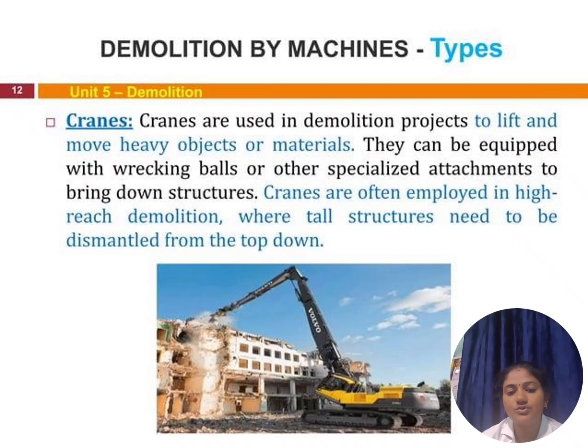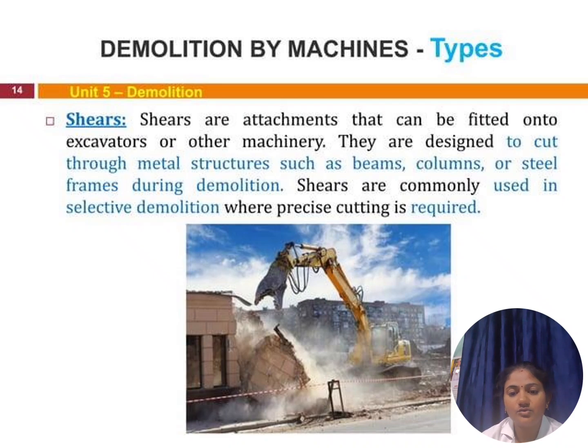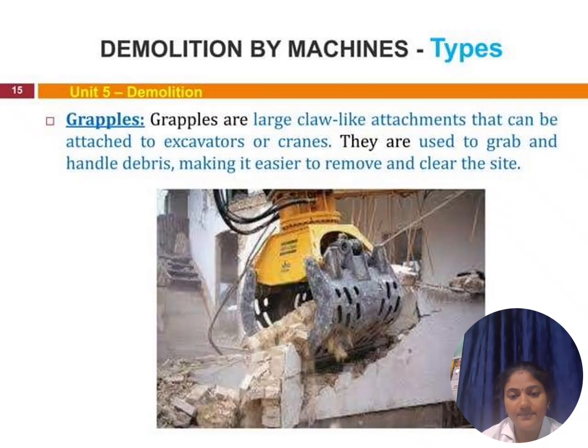And cranes are used to lift or move heavy objects or materials, with a specified attachment to bring down the structures. And hydraulic breakers deliver impact blows, allowing the breaking of concrete. And shears are fitted to excavators to demolish structures such as beams, columns, or steel frames during demolition. And grapples are large claw-like structures that can be attached to excavators or cranes, and they are used to grab the debris and remove it to clear the site.